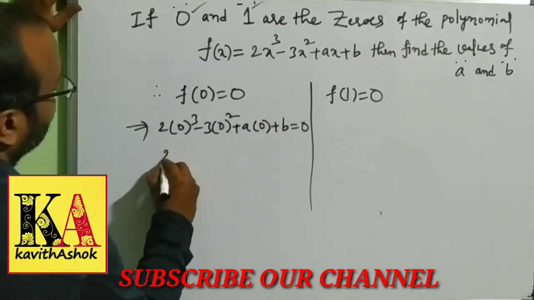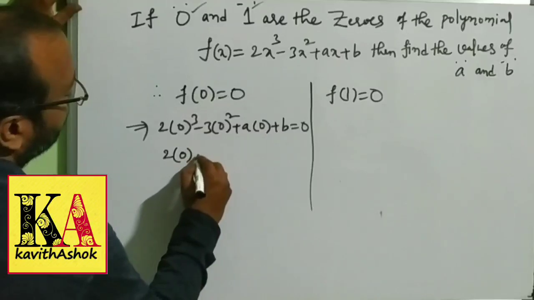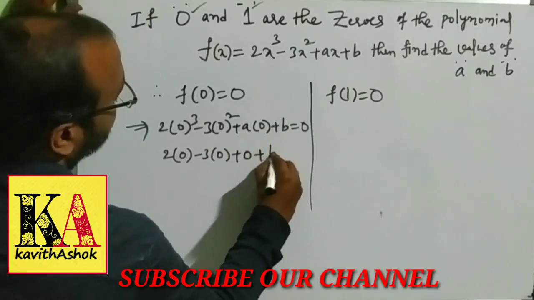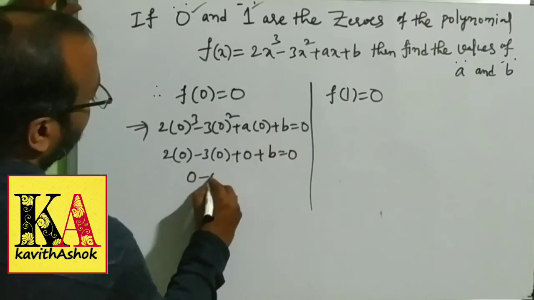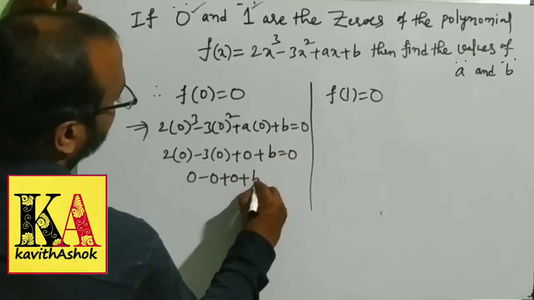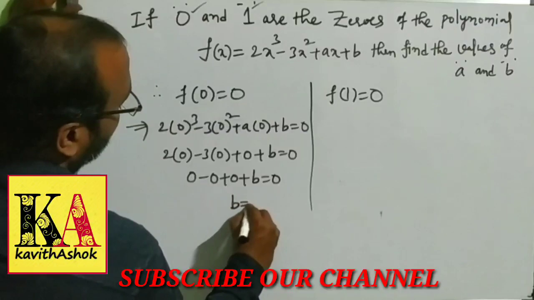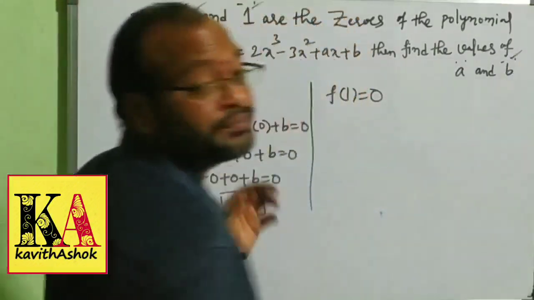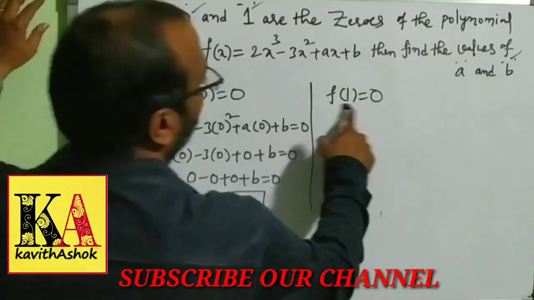Now 2 into 0 cube is 0, 0 into 0 into 0, this is 0 and this one is also 0, plus b is equal to 0. Finally 0 minus 0 plus b is equal to 0. Finally b value is 0. We got one of the answers here directly. Now f of 1 is equal to 0.